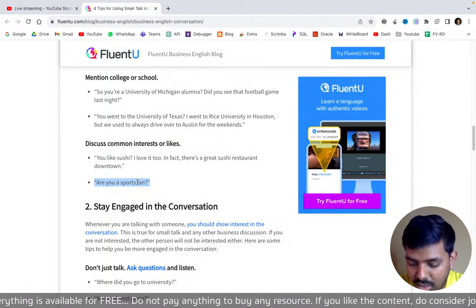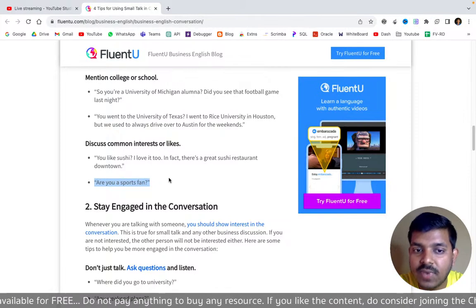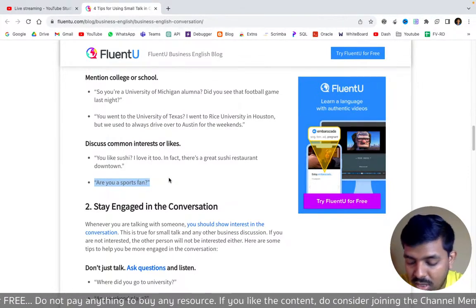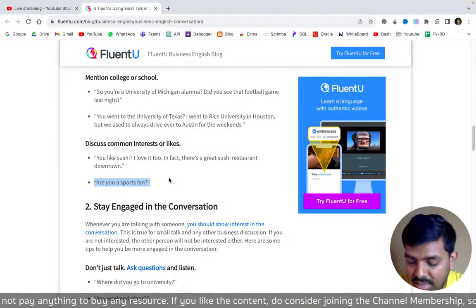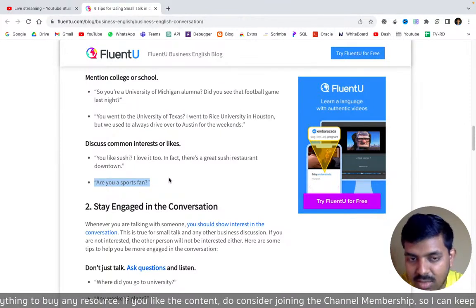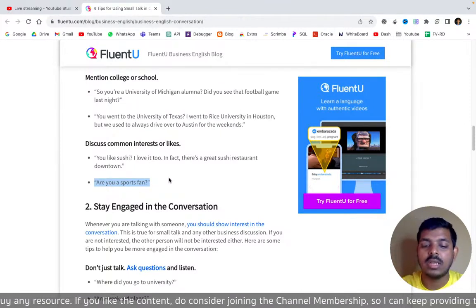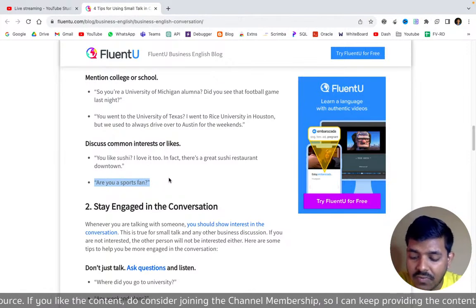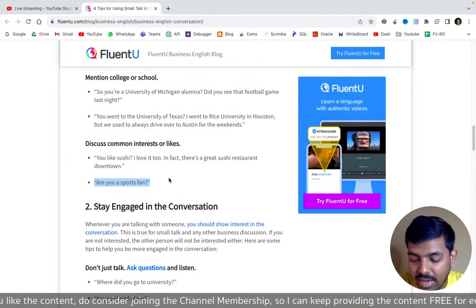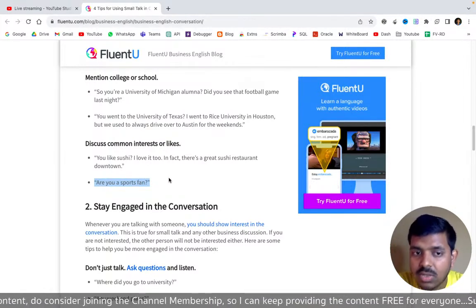Or if you can see that you're trying to know about the other person, if he or she is into sports, then you ask this question: are you a sports fan? If yes, then maybe you could discuss some sports that recently happened in the past week or last night, so that you get going on a conversation that builds up towards that end goal of business talk.